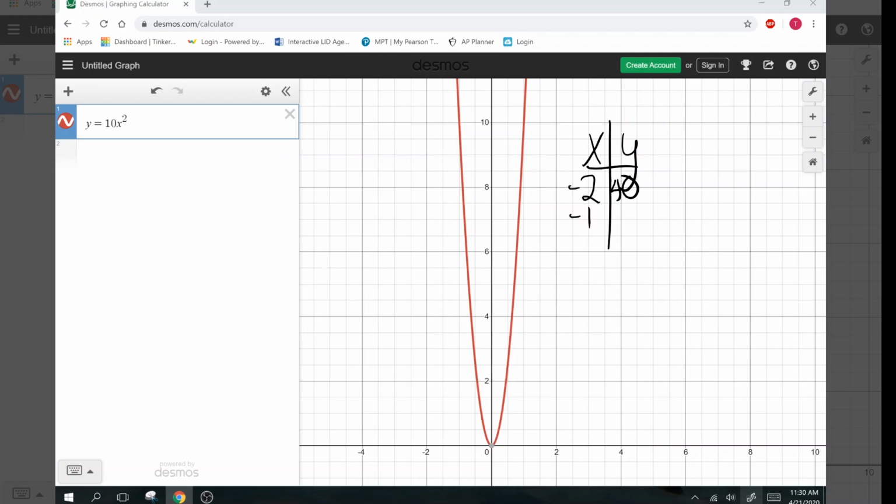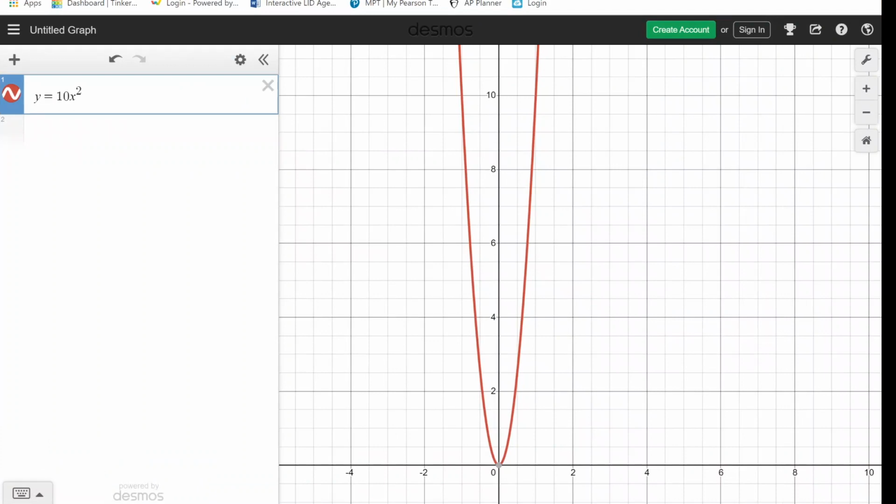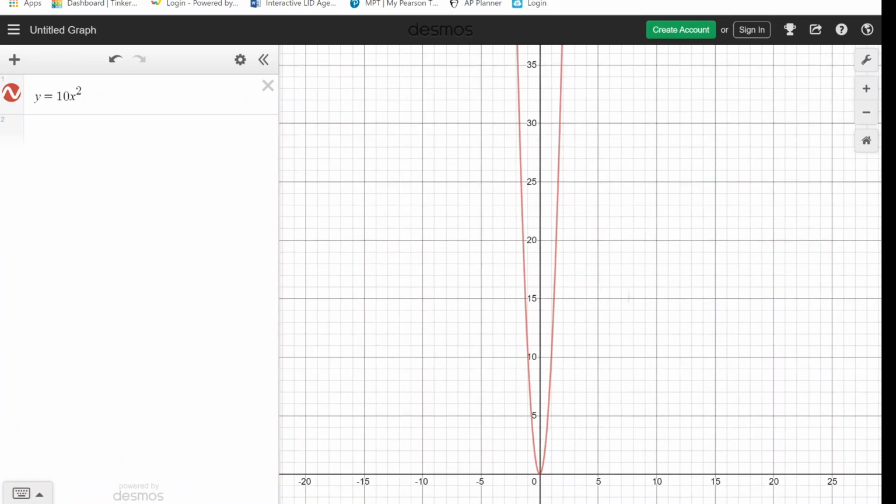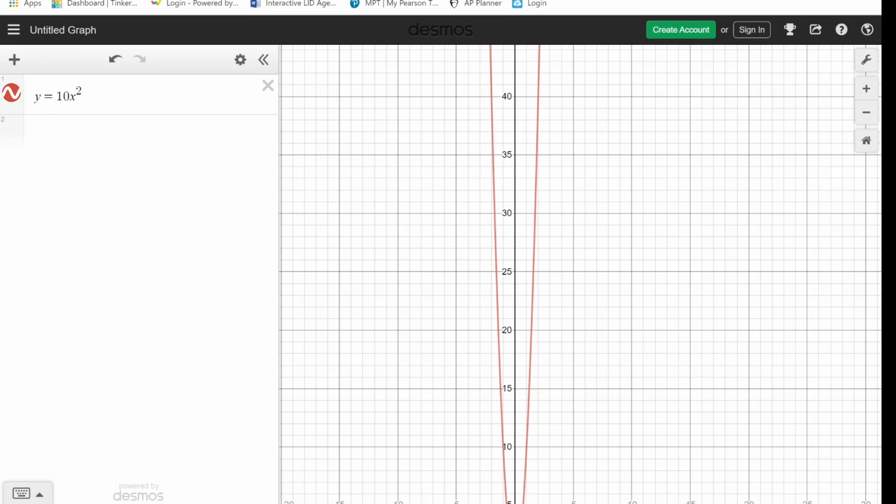Negative 1, when I square it, it's positive 1 times 10 is 10. 0 squared is 0. 1 squared is 1 times 10 is 10. And 2 squared is 4 times 10 is 40. So this is this table. We've just made it a lot steeper. It's like our normal one from before, except when we go over 1, we don't go up 1, we go up 10. And when we go over 2, we go up 40. So if we look at 40 here, we're going over 2 and up 40.